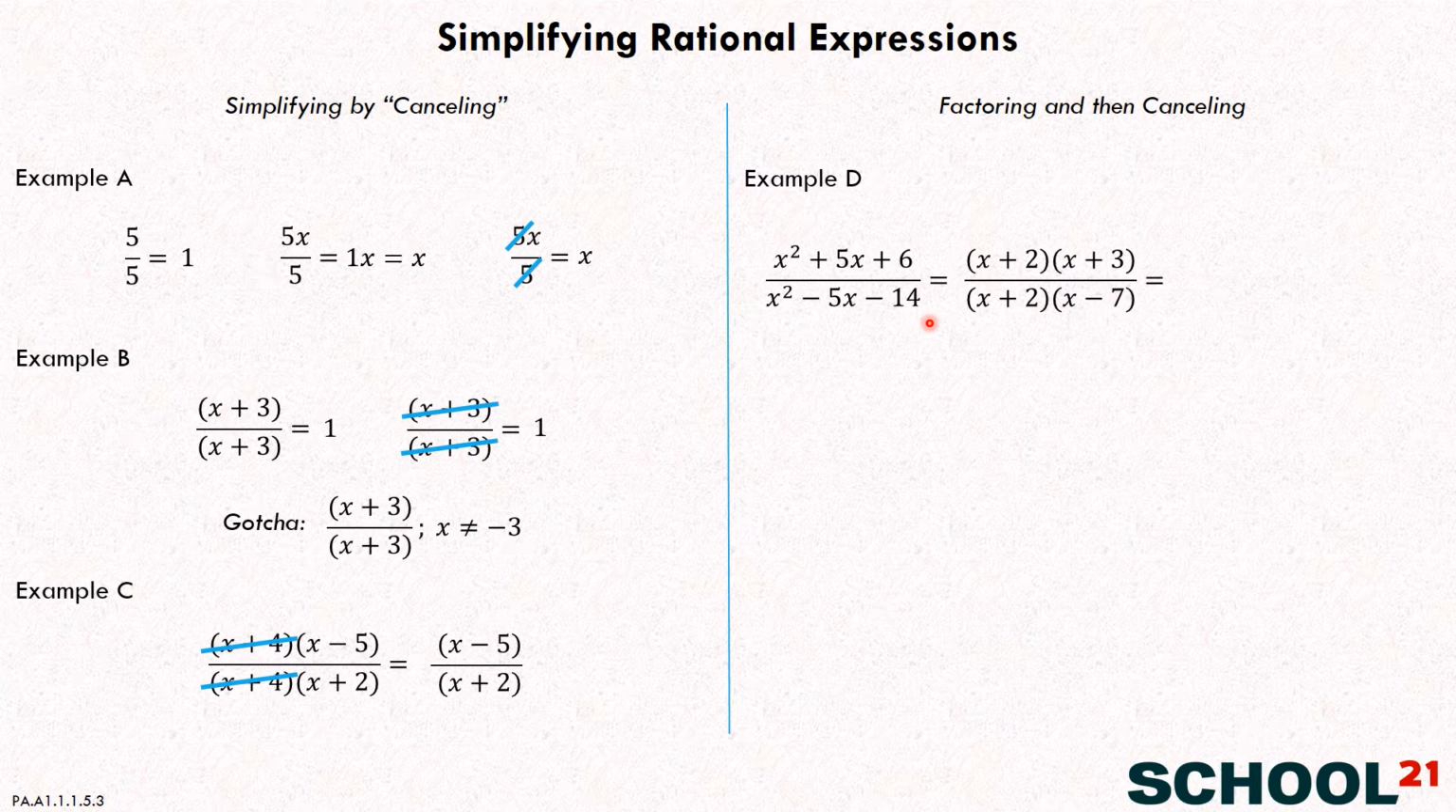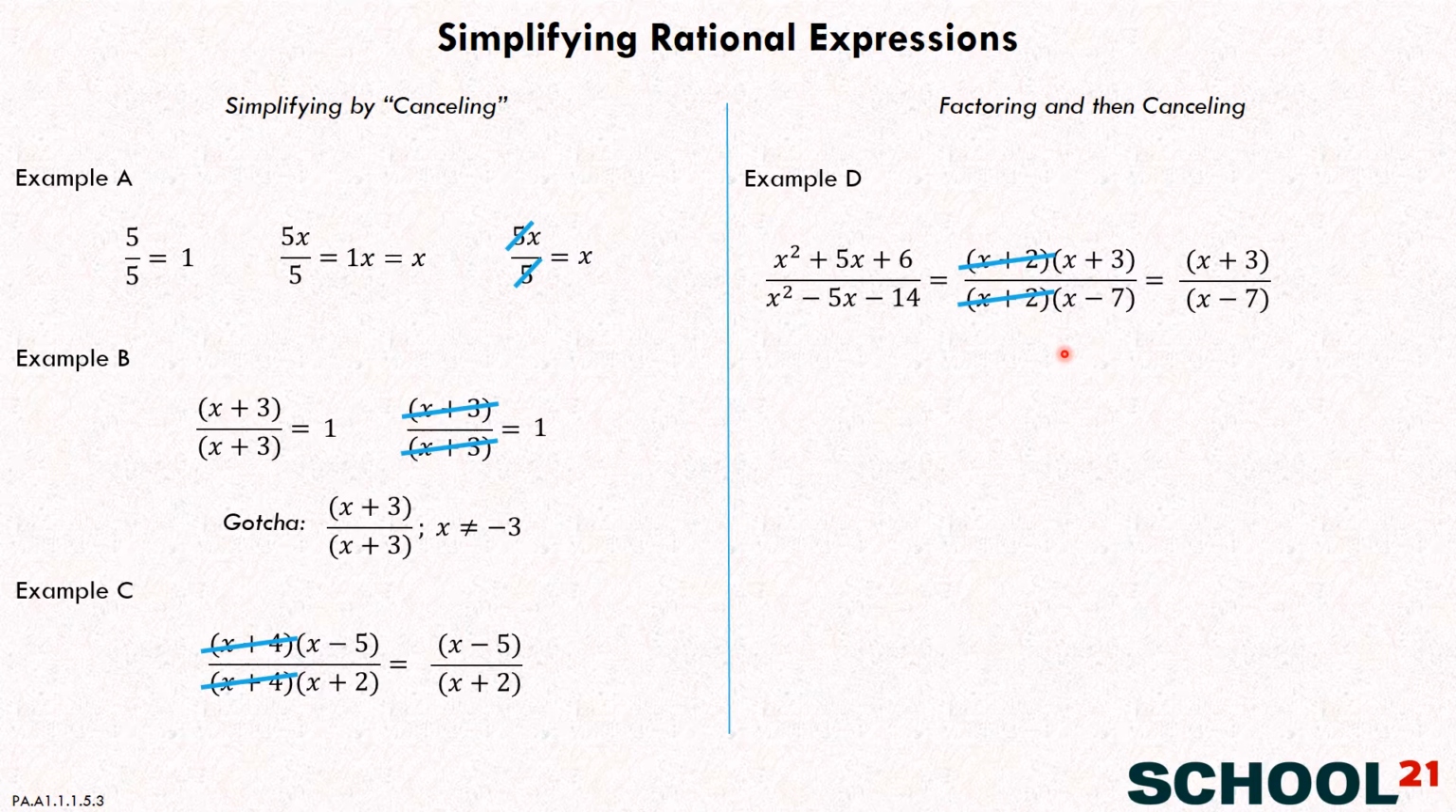So let's write that down before we forget it. Okay, does that look like what we just talked about? Yep. Okay, good. So now we've factored the numerator and factored the denominator. And now what do you see that you could cancel there? The x plus 2. Right? So let's go ahead and cancel that. And then what would be left? x plus 3 over x minus 7.